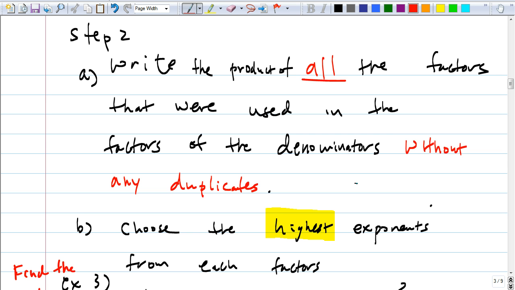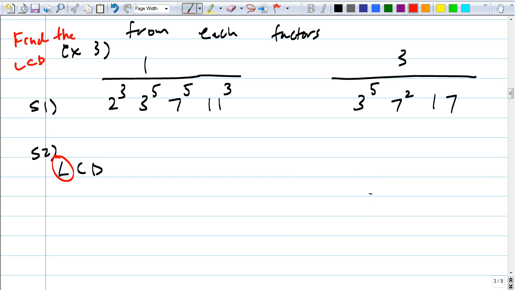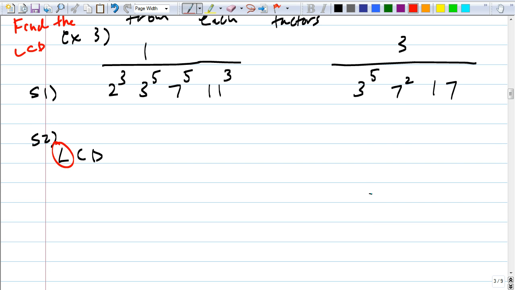Okay, let's do an example. So take a look at example 3. It says, find the LCD of these 2 fractions. And look, I'm so nice. I did step 1 for you. Because step 1 is the hardest part, doing the factor tree for this number. So I did step 1 for you. All we have to do is do step 2. Is that okay? Because step 2 is the one that people are sort of not clear about. So write this down.